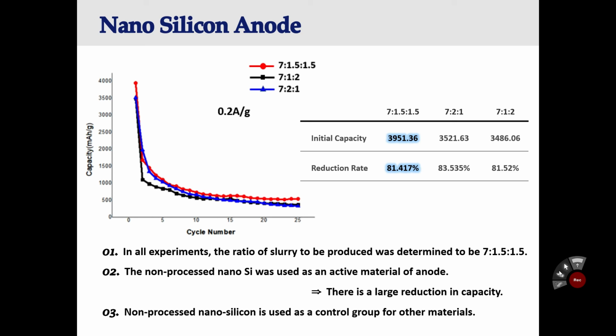The point of this experiment was to determine the ratio of slurry, and nanosilicon without any process was used as an active material for the anode. Nanosilicon showed a significant capacity reduction, and nanosilicon is a reference material that can be compared to other materials.